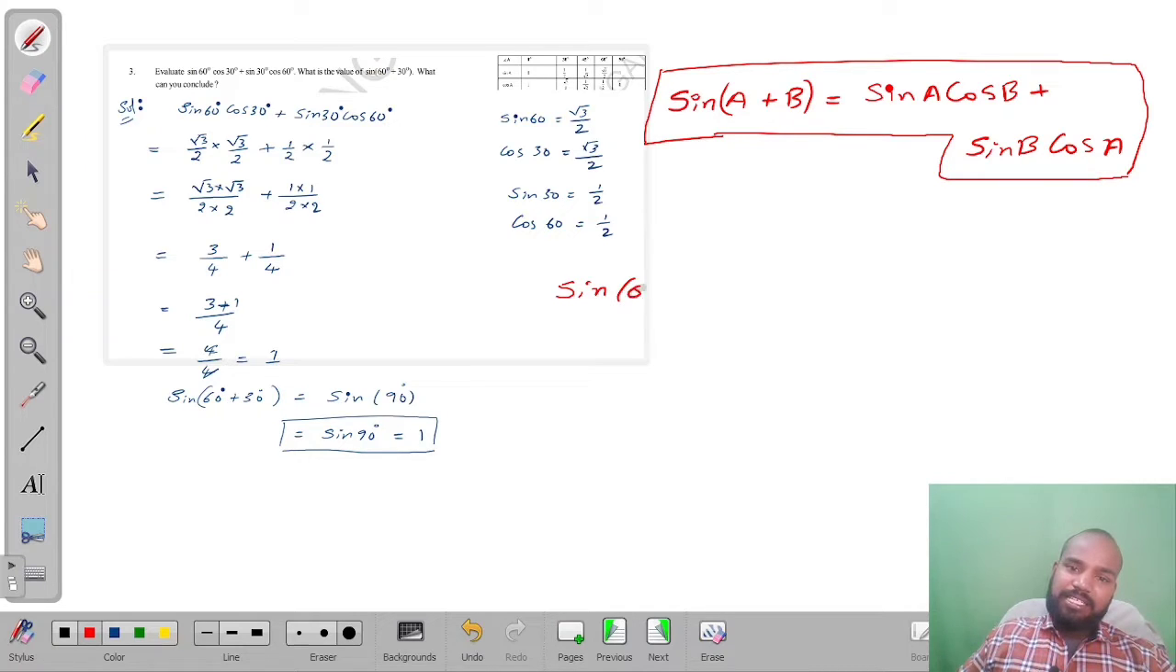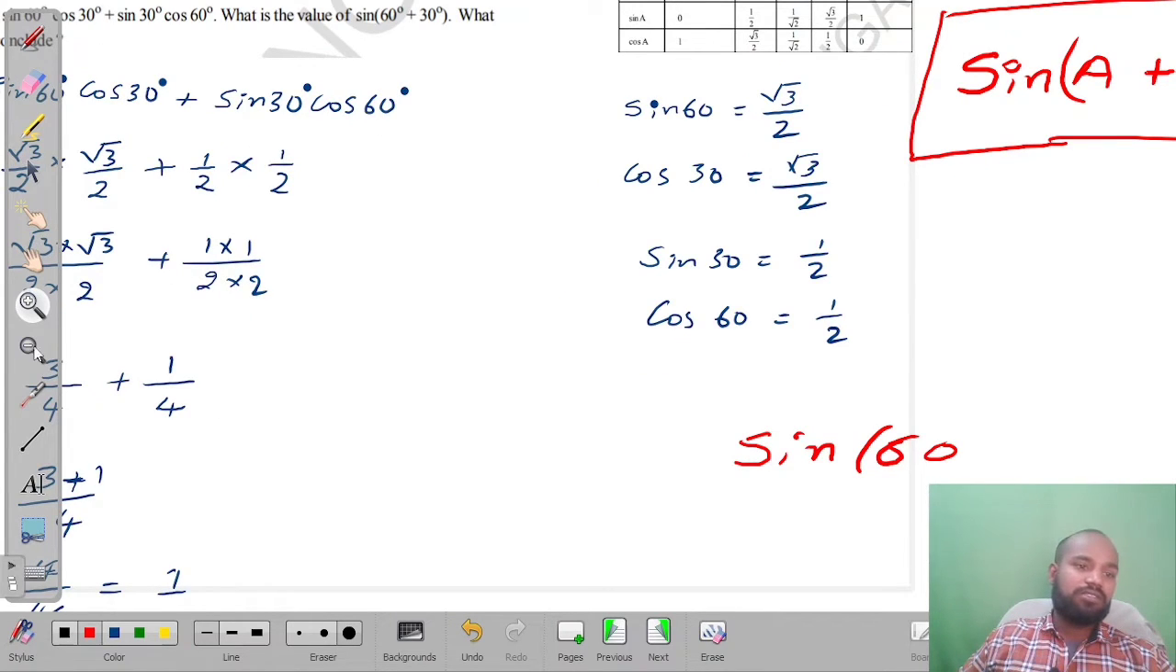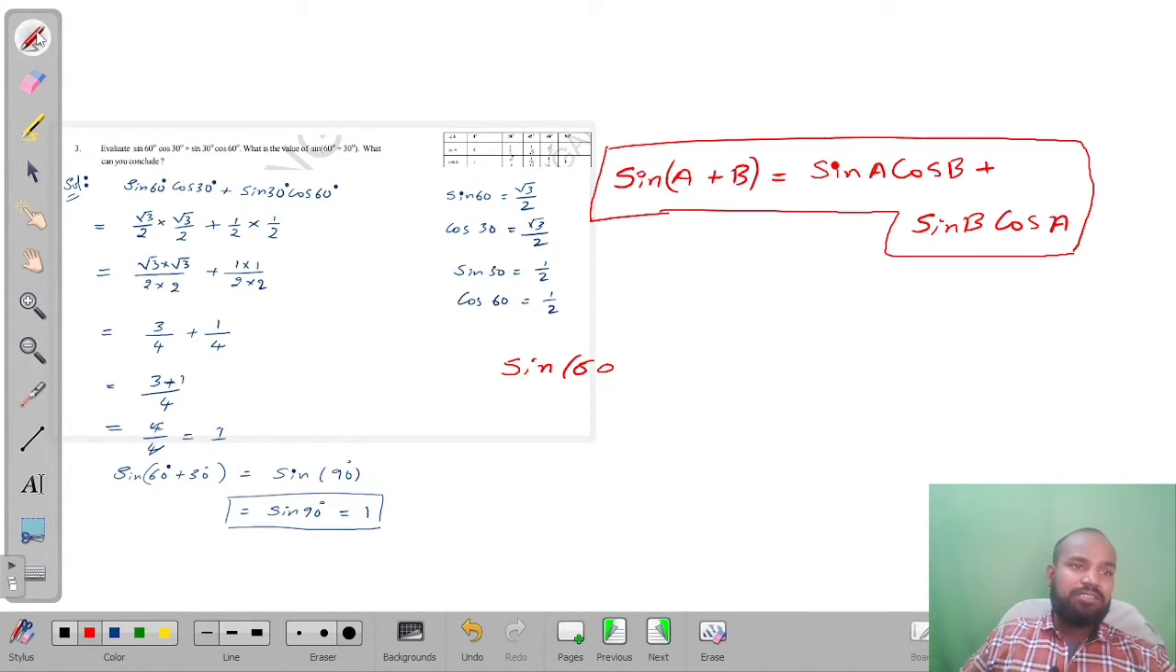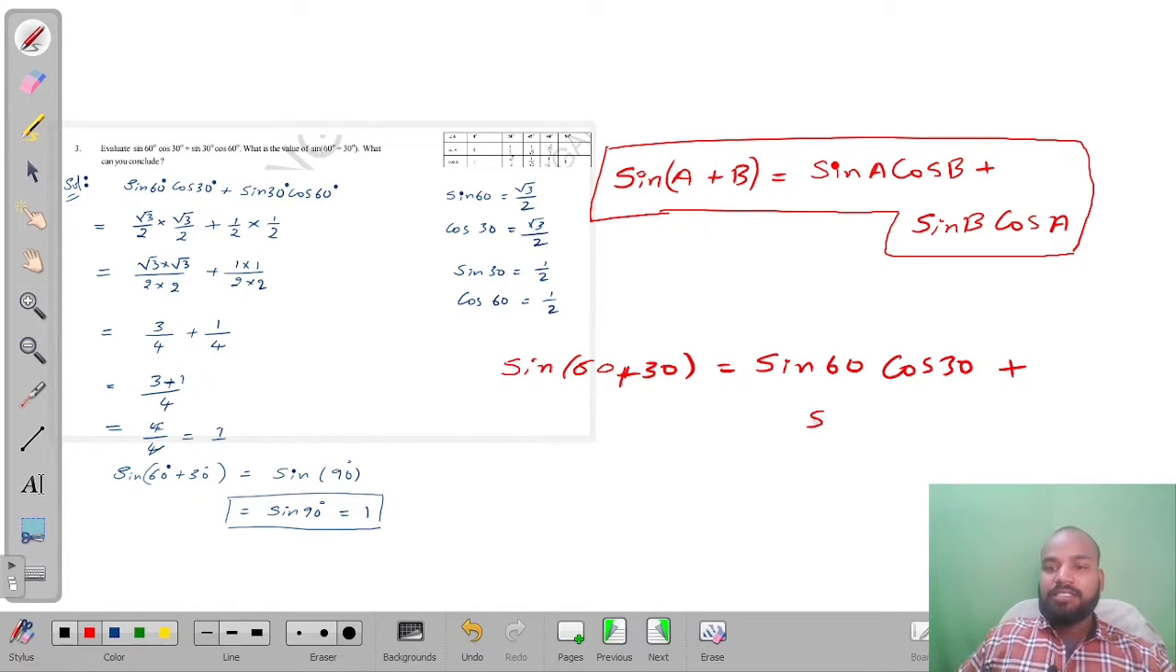So what we get here, sin 60 plus, sorry, it is not plus, right? One minute. Oh, one second. So it is plus only, right? Yeah, it's plus. Sorry. So what is asking us, sin 60 plus 30 is equal to sin 60 cos 30 plus sin 30 into cos 60.